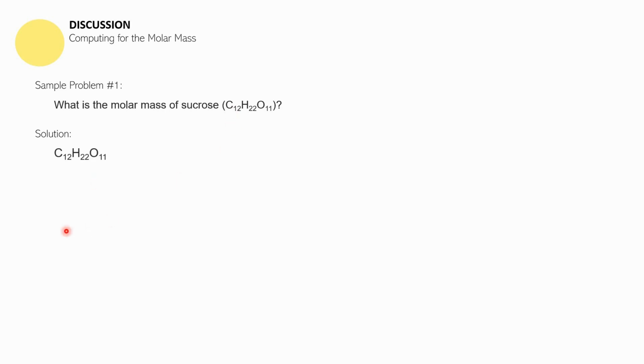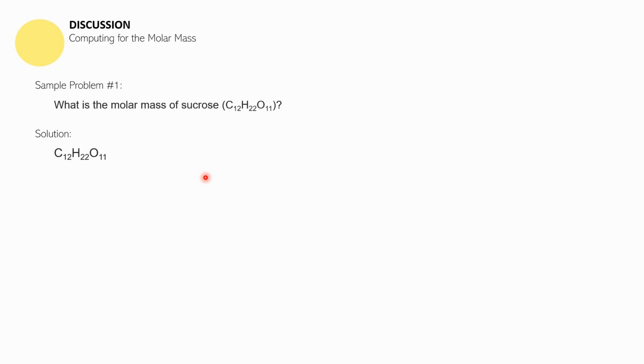You identify what elements are present. In this case, you have carbon, hydrogen, and oxygen. And then you identify the number of atoms for each. When we are talking about the number of atoms, we go back to our previous example on carbon dioxide. CO2 is C1O2.